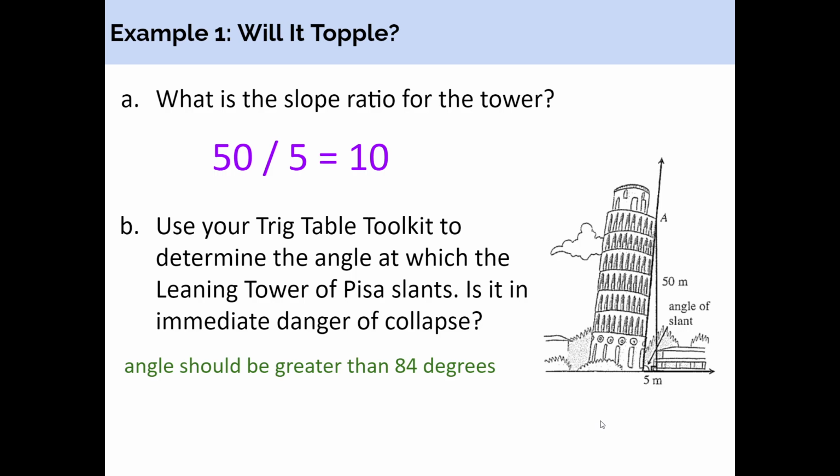On our quick little trig toolkit, 84 degrees had a smaller ratio than this. So if it's a bigger ratio, it must be bigger than 84 degrees. So since it's not supposed to fall until it's less than 83, we should be safe for now.